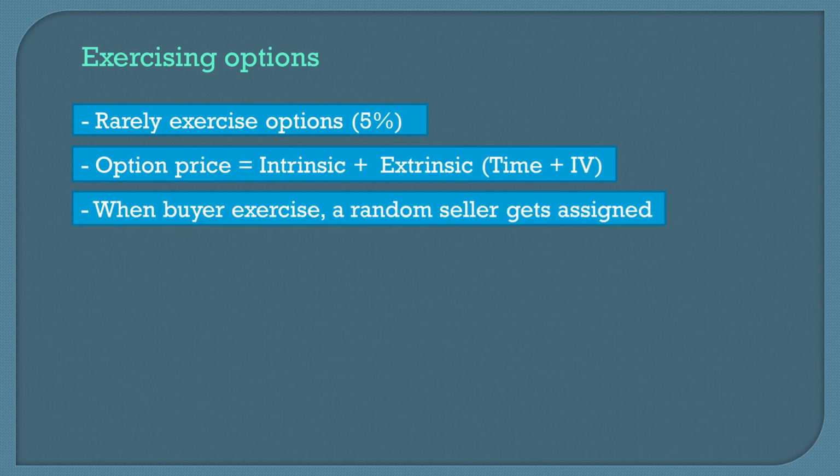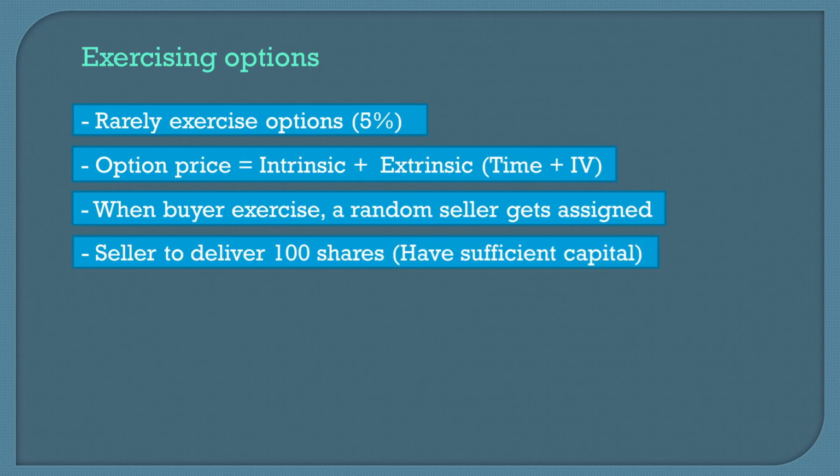Also keep in mind that when the buyer chooses to exercise their call or put option, a random seller will get assigned this option. So there's a system in place that chooses sellers randomly. Once assigned, depending if it's a call or put option, the seller will need to deliver 100 shares or buy 100 shares from the buyer. Most brokerages require sellers to have sufficient capital or meet certain margin requirements before allowing them to sell options. Reason being is the potential loss a seller can incur is much higher compared to a buyer.